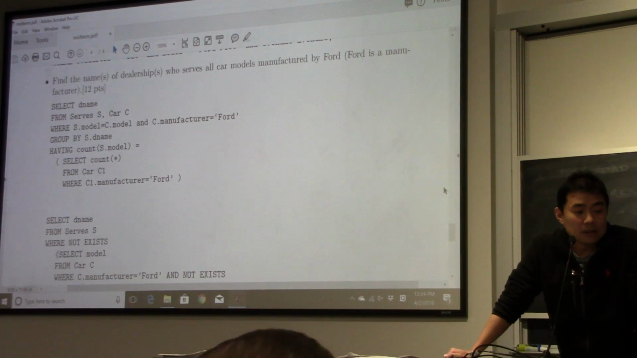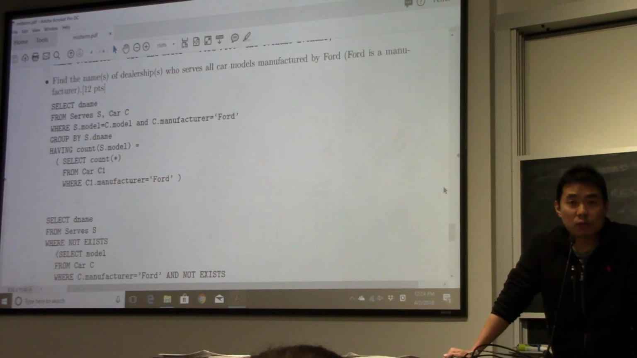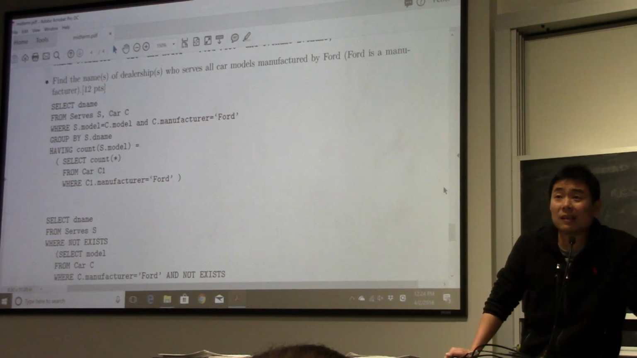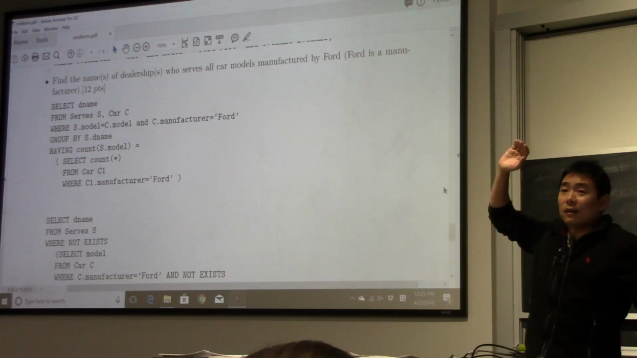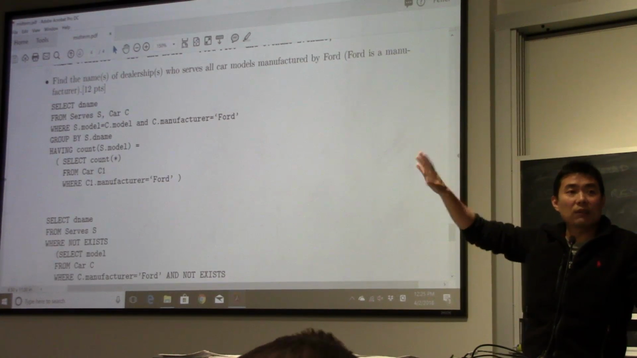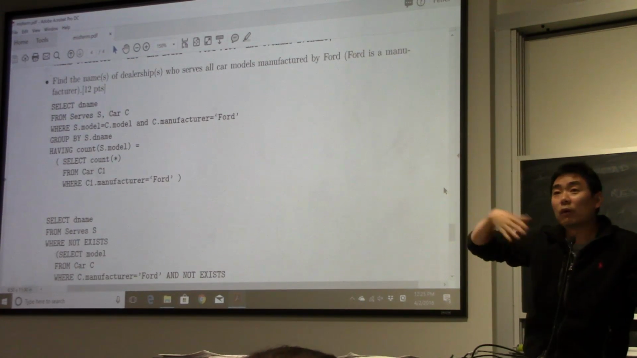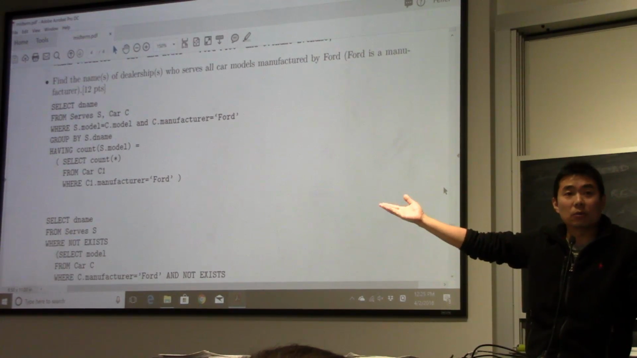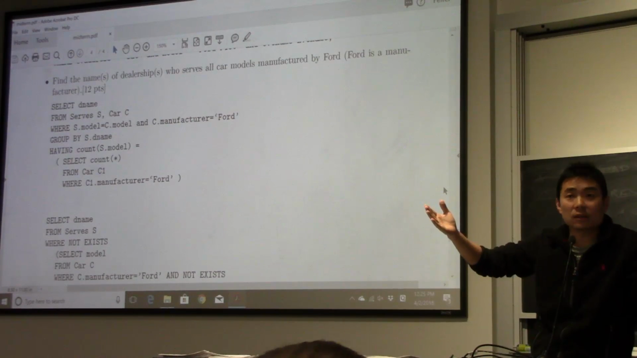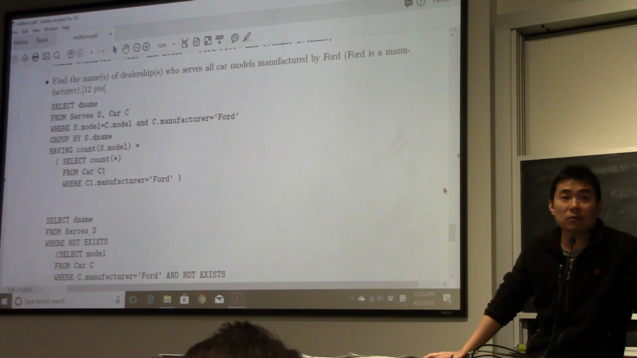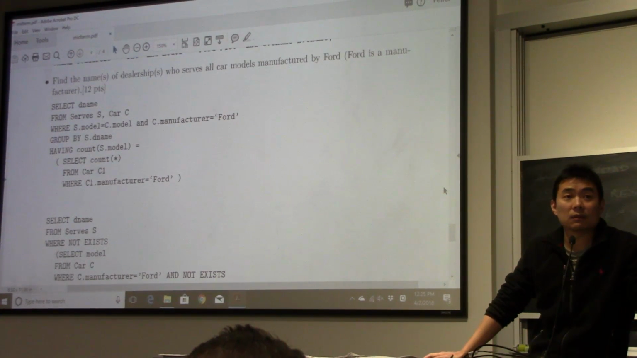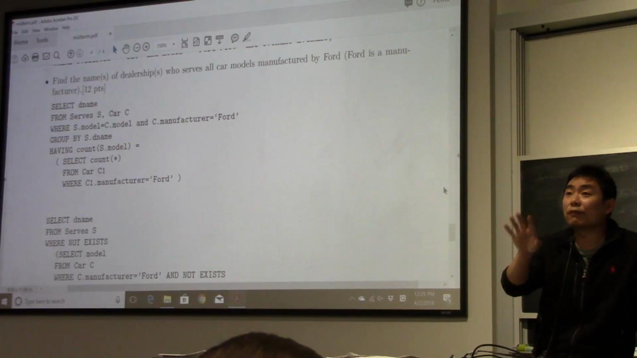Now, find the name of the dealer who serves all car models manufactured by Ford. There are really 2 ways of doing that. This is, again, division in its most basic form in SQL. We went over this 3-4 times in lecture and homework. If you still cannot get this right, it simply means that you don't care. You didn't pay attention. There's nothing funny about it.